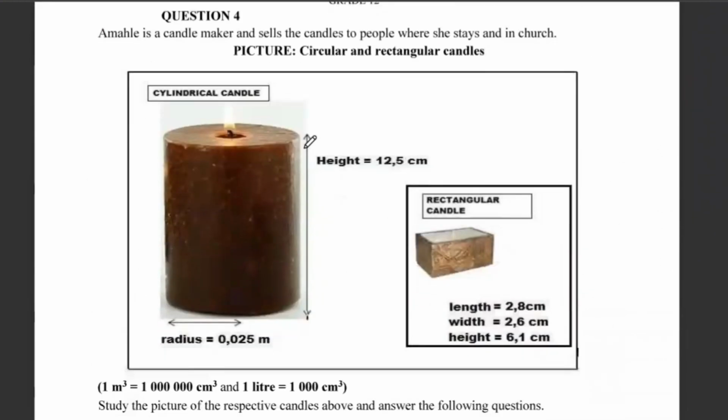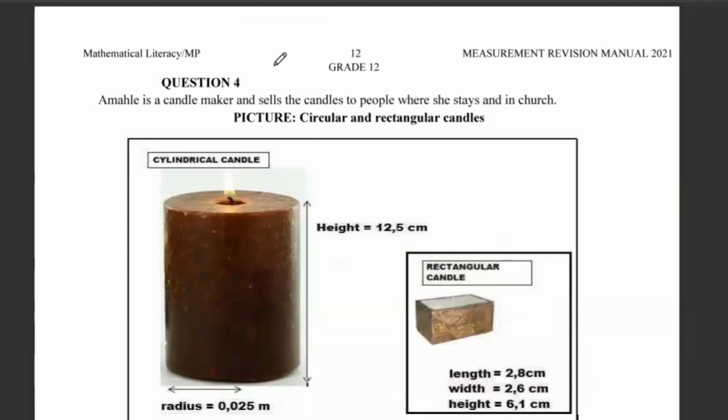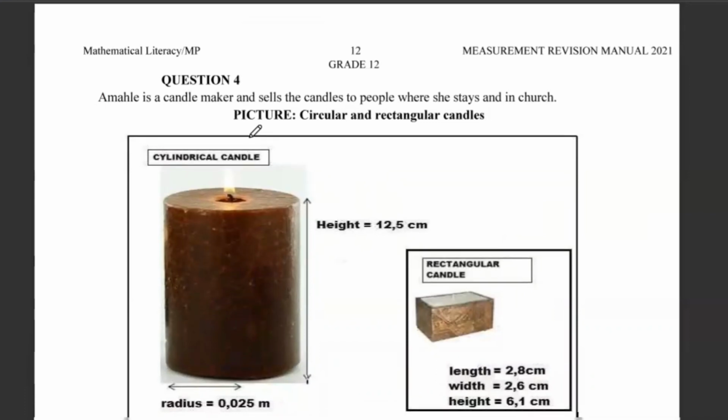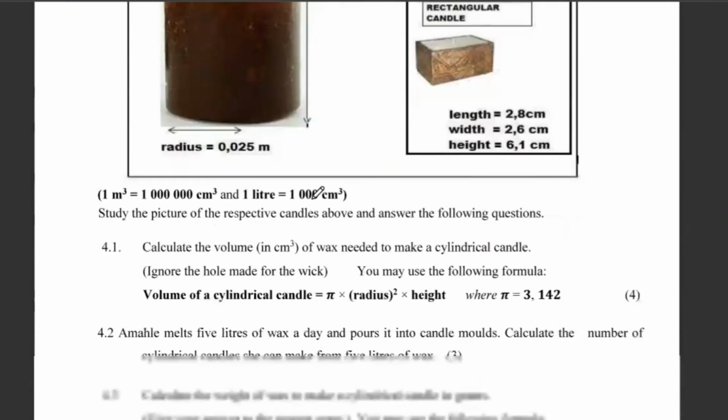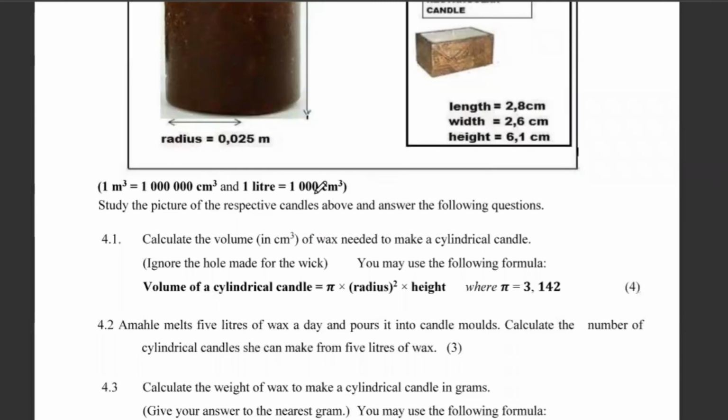Question number 4, we look at candles. Candles are being made and they take different shapes. All right, here we have this one's a cylindrical candle. And on my right, we have the rectangular candle. Together. So they have different measurements indeed. And we shall use different formulas to calculate.